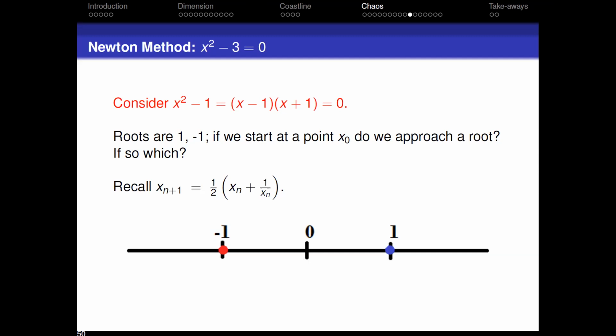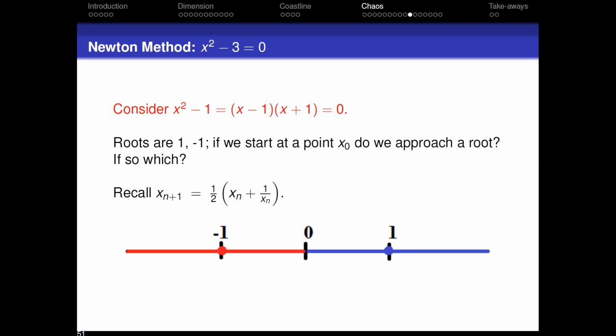There's one number that's still left. What do you think happens to 0? Okay, why won't it converge to anything? Look at the formula. What happens if you try to put in 0? Yeah, it's undefined. We're not allowed to even play the game at 0. So you are absolutely correct. Everything that's negative will converge to the root negative 1. Everything that's positive will converge to 1.